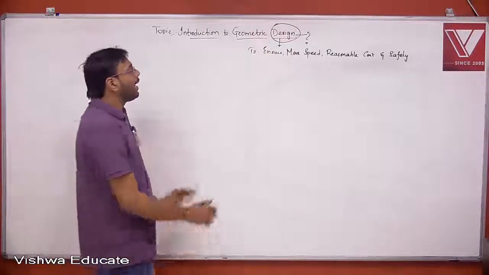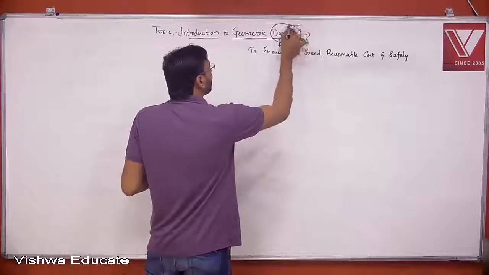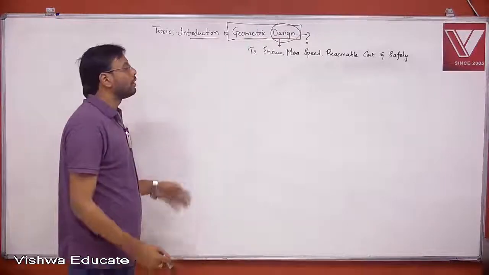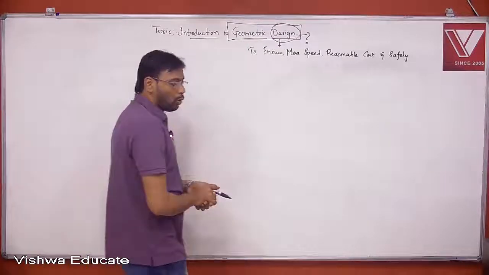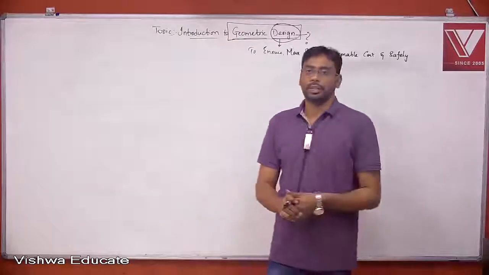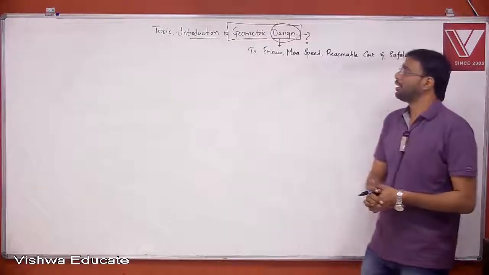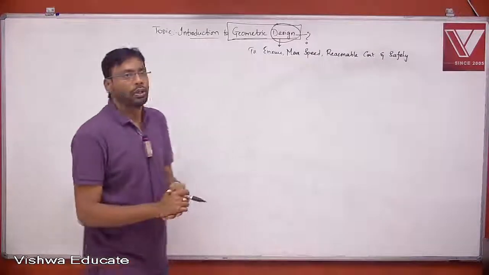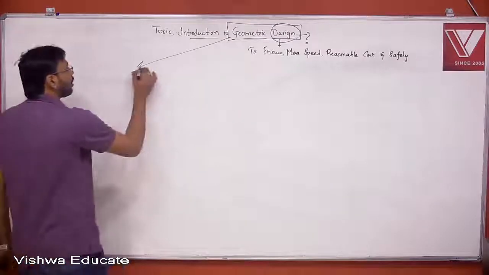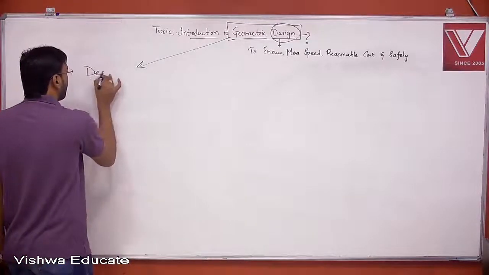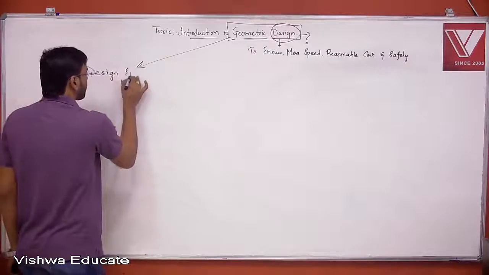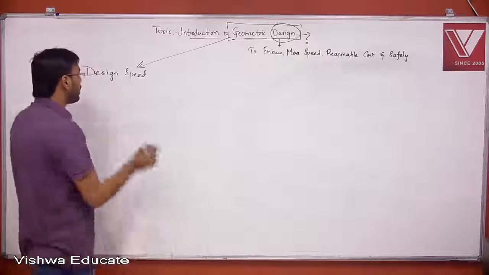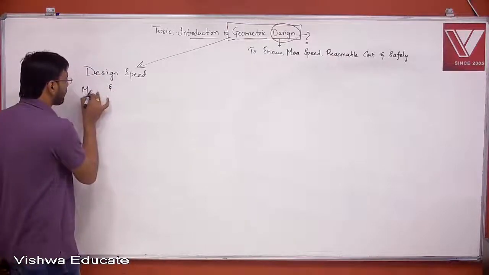Now, every part of this geometric design, every element of this geometric design, is based on one single element. Every design we provide on the roads is based on only one element. That is nothing but design speed. Now there are two terms here, design speed and maximum speed.